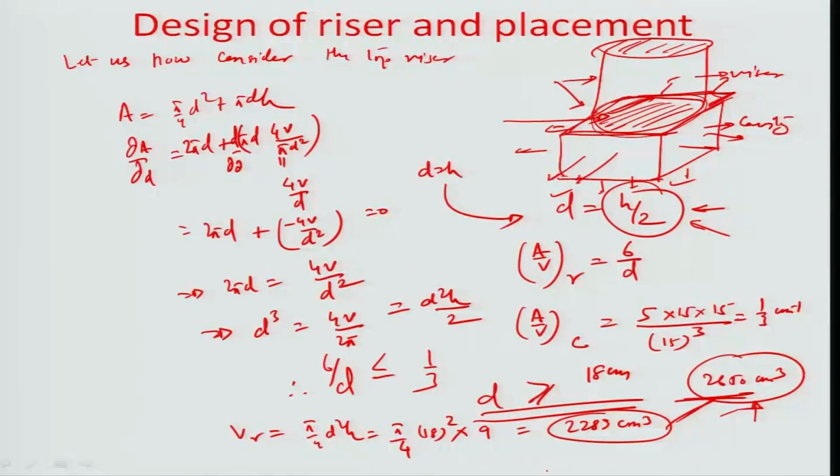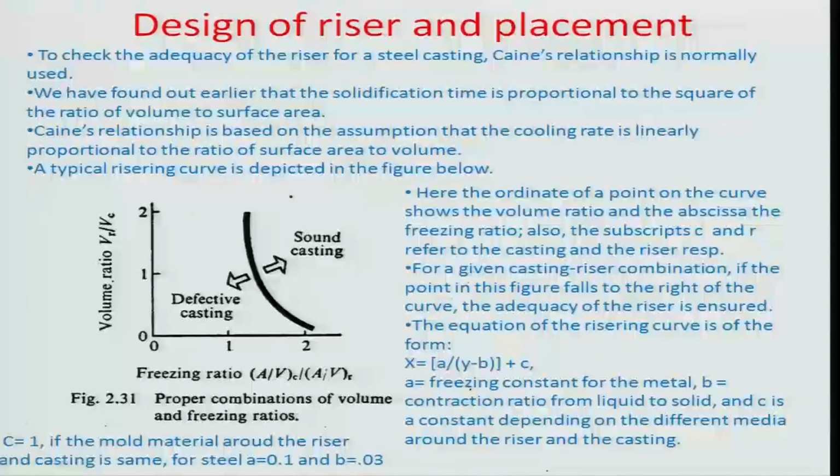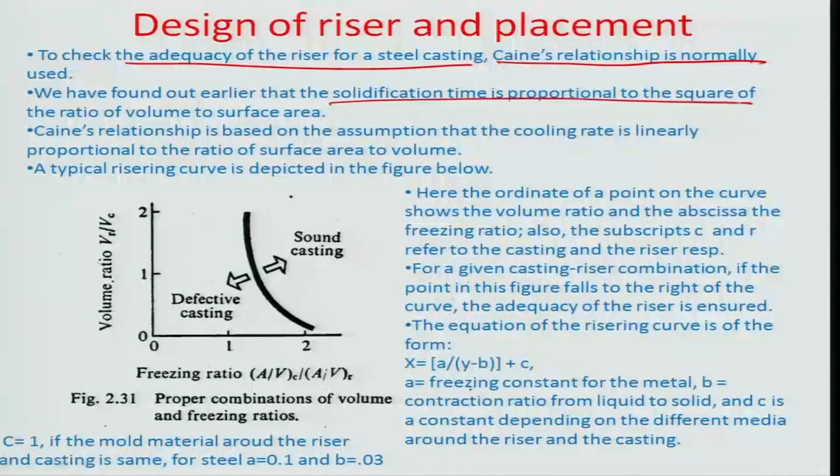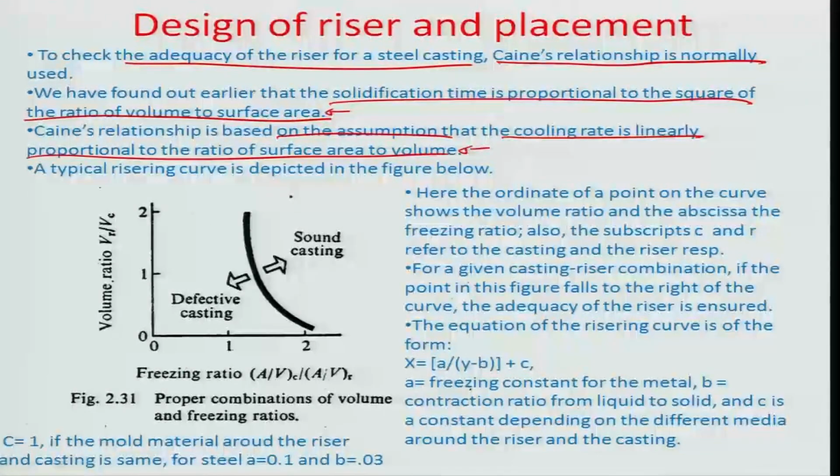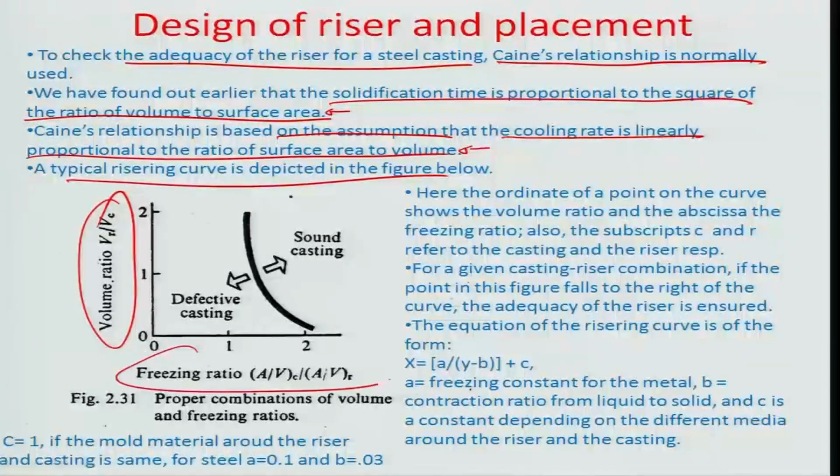So, to check the adequacy of the riser for a steel casting, normally people use this Keynes relationship. We have found out earlier that the solidification time is proportional to the square of the ratio of volume to surface area. The Keynes relationship is based on the assumption that the cooling rate is linearly proportional to the ratio of surface area to volume, and based on this they draw this typical risering curve which is depicted here. This is the volume ratio of the riser to the cast, and this is the freezing ratio of the area by volume of the cast with respect to the area by volume of the riser.